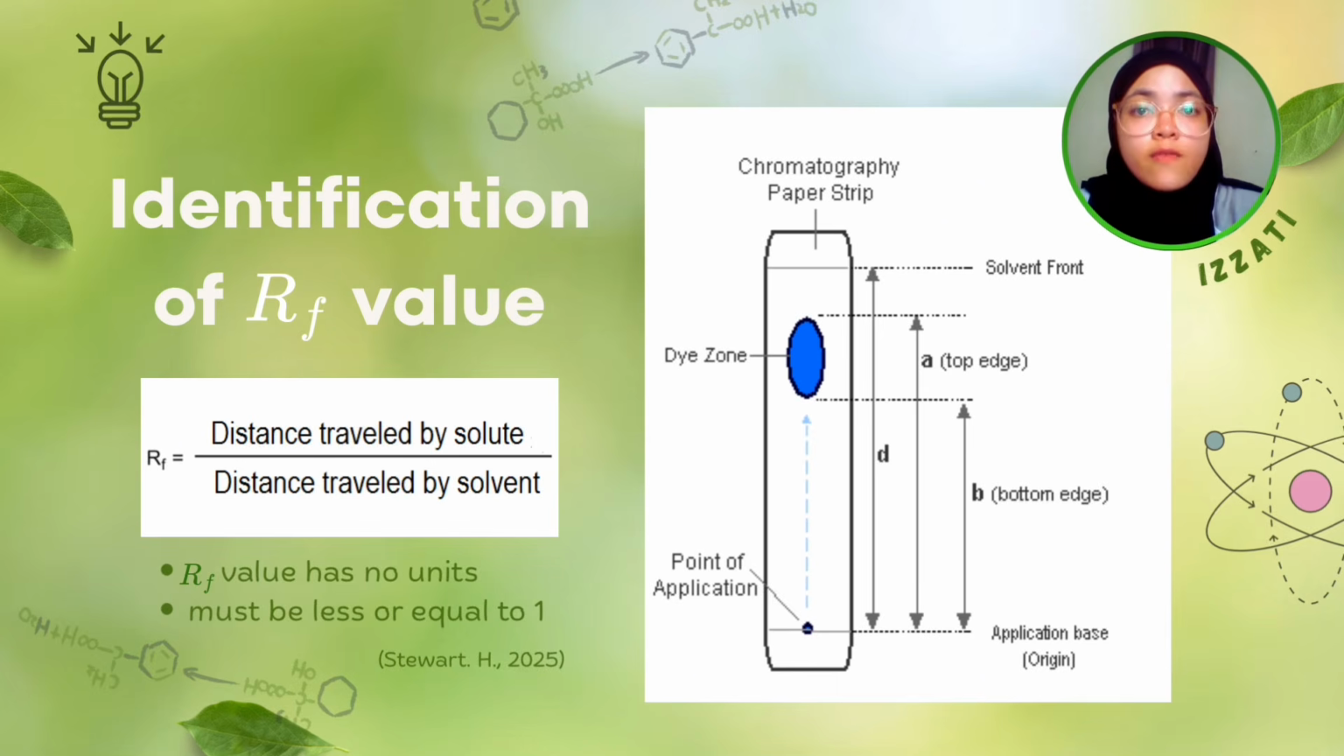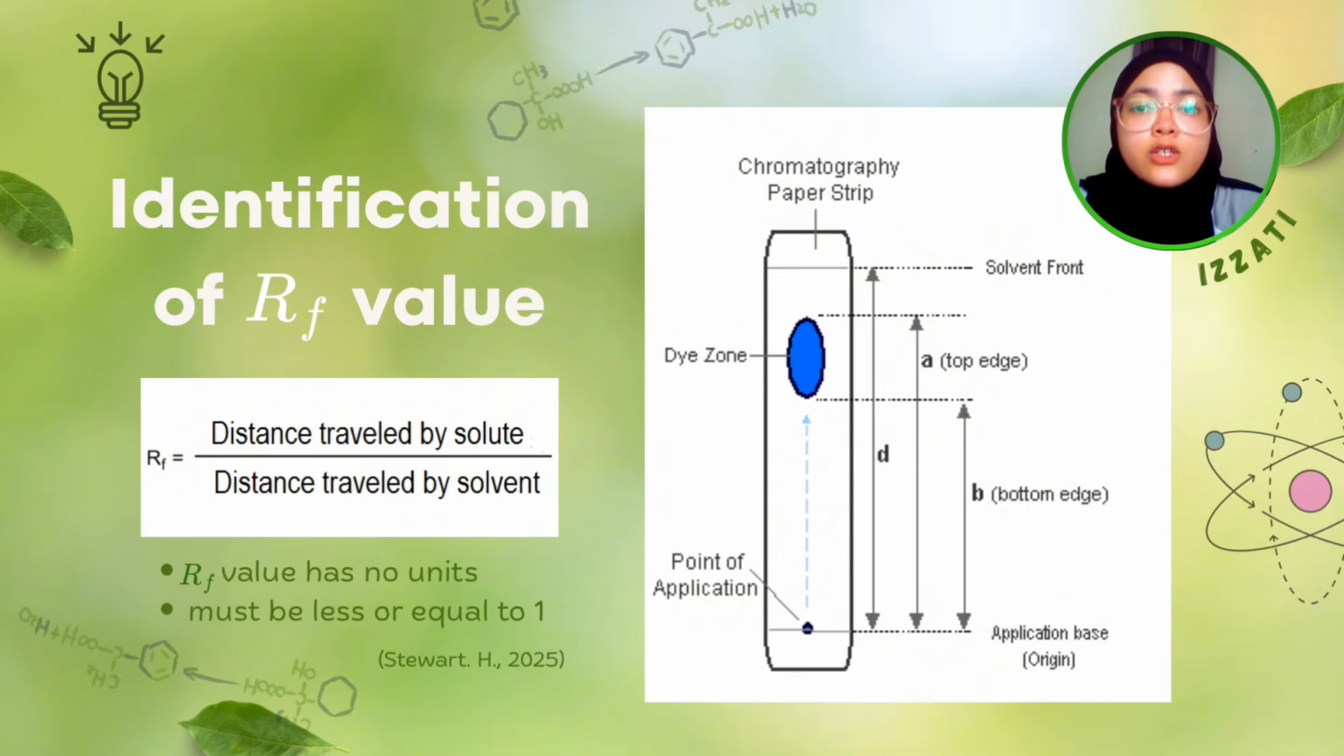Because it is a ratio of two distances, the RF value has no units and it must always be less than or equal to 1. Looking at the chromatographic diagram on the right, distance D represents the total distance traveled by the solvent from the application baseline up to the solvent front.